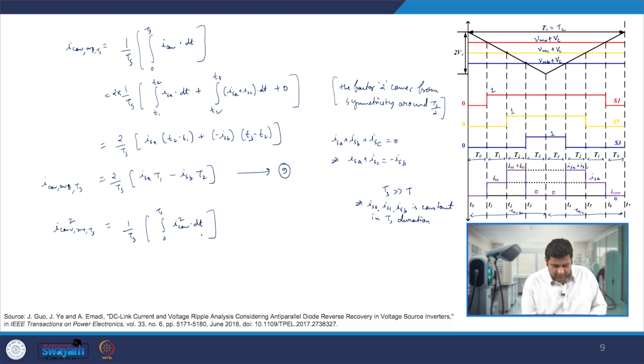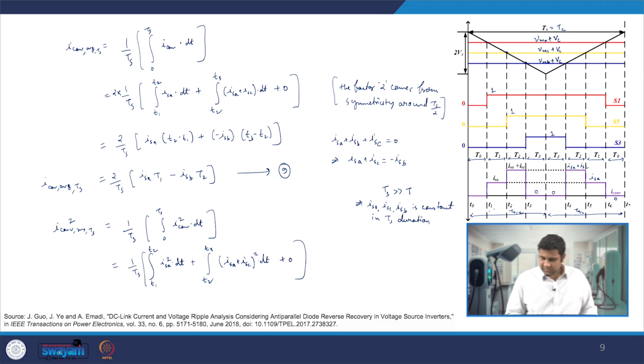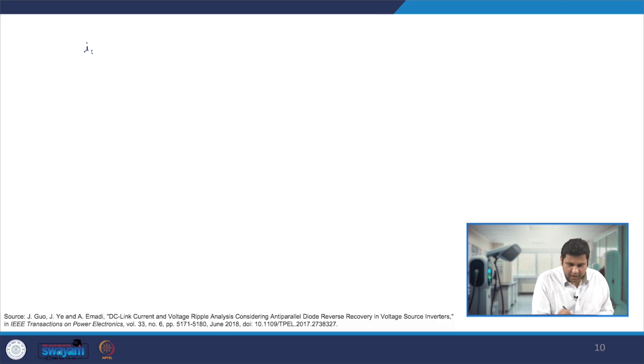Now in Ts duration we will just write 1 by Ts, 0 to Ts, I_SA square dt between T1 to T2, and it is T2 to T3, I_SA plus I_SC square dt, and then remaining it will be 0. Since it is symmetrical around Ts by 2, we can just write 2 multiplied by that, and that's when we can obtain I converter square value over Ts duration.